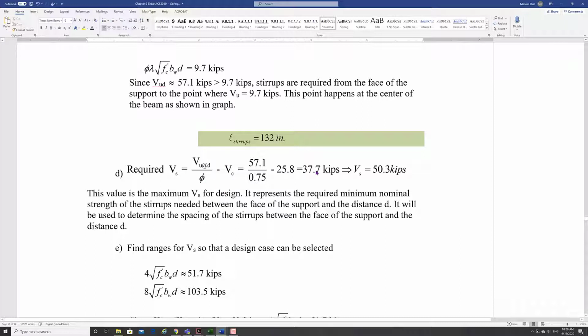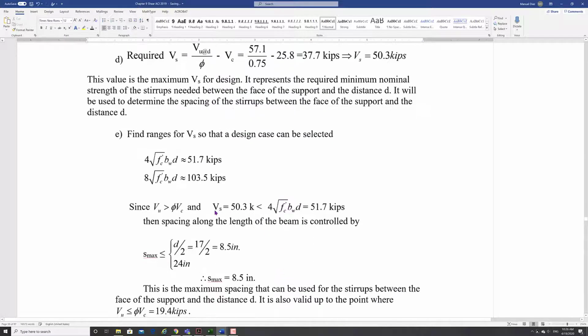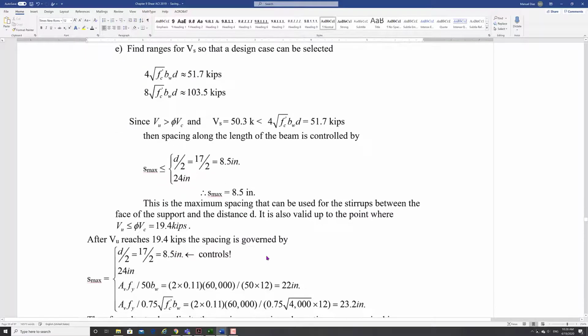Remove the phi factors, so I can find my V sub S without a phi factor. So we've been doing that. That's 50.3. Now I compare to my two limits, the 4 and the 8, and it is below the 4. So I have my D over 2 and 24 as my checks, my maximum values. So I have to use 8.5.